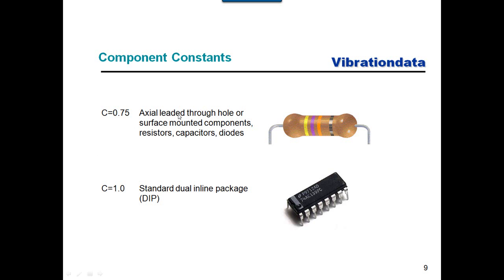So if we have an axial leaded through-hole or surface-mounted component, including resistors, capacitors, diodes, C is equal to 0.75. And here I show just an axial leaded resistor, and I probably should also add an image for a surface mount component, because those are all in the same grouping there. The standard dual inline package, C is equal to 1.0. Some part, I'm sure it's obsolete by now.